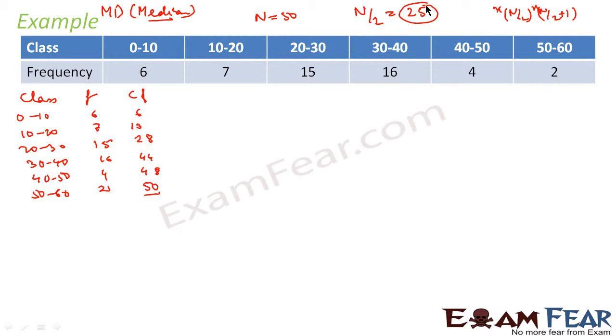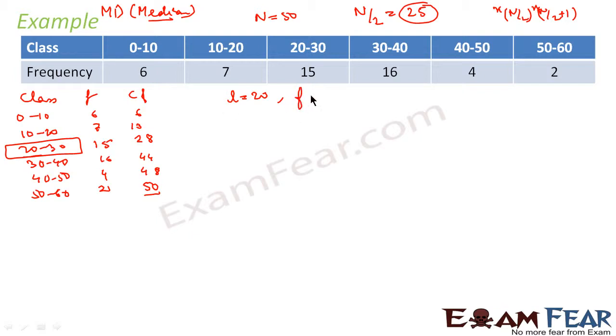Then we want to find which class this value lies in. N by 2 is 25 here. So we can see that 25 will lie in this class, because the cumulative frequency 13 to 28 is in this class. This is my class where the median lies, I'll put it in a rectangle: 20 to 30. So we have got the class. Since we have got the class, the lower limit l will be 20. This we know, correct?